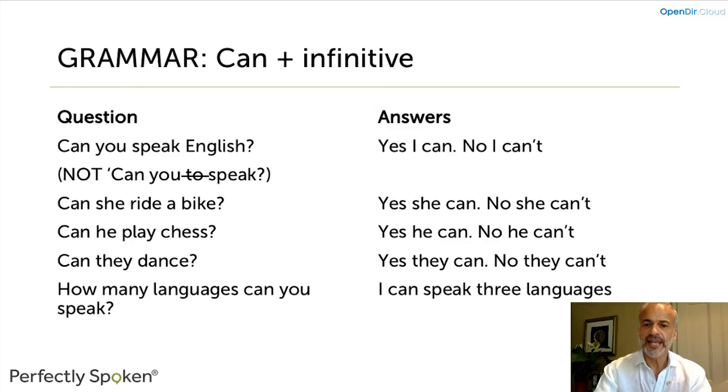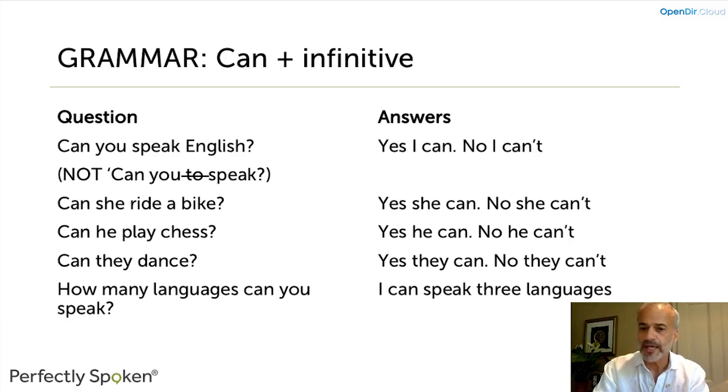So let's look now at the grammar. It's quite simple. It's straight. There's not too many difficulties here. So the question: can you, and the verb. Can you speak? Can you drive? Can you speak English? Note, important, no "to".